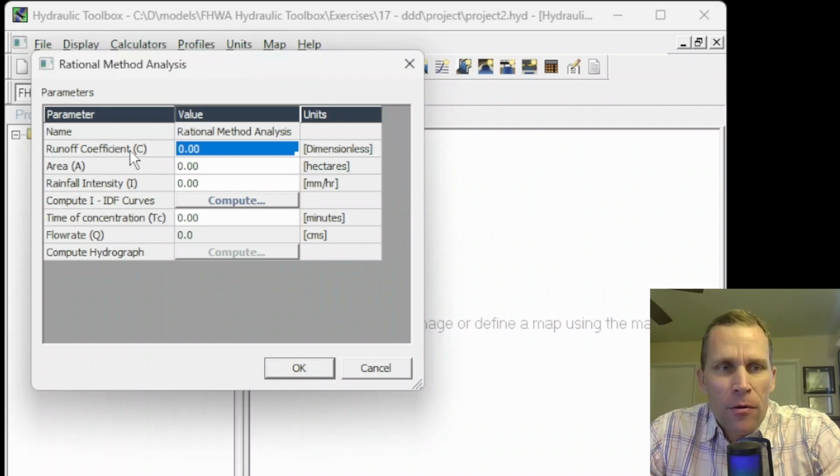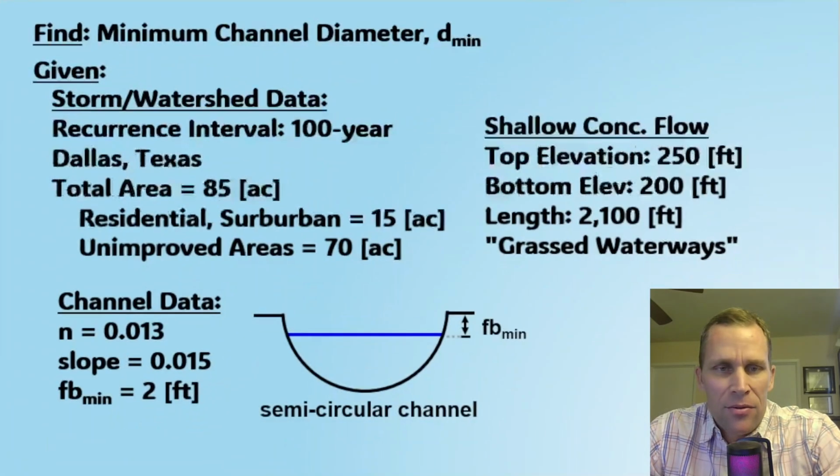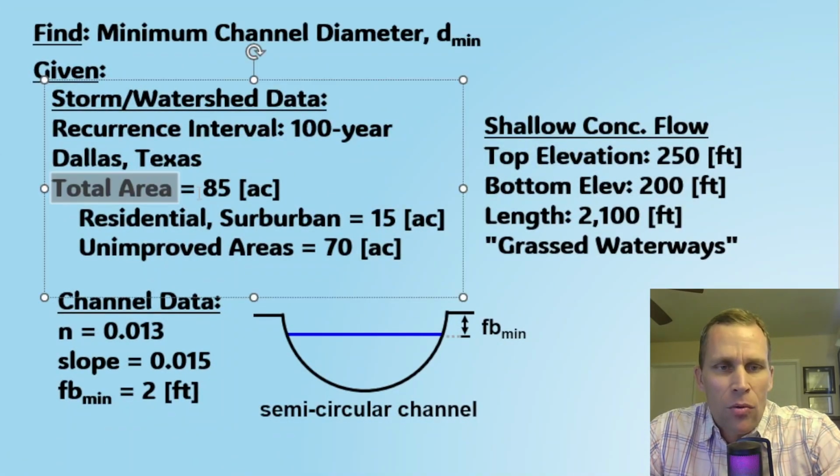We're asked for the runoff coefficient, the area, and the rainfall intensity. Ultimately, that will calculate our peak flow rate right here, which is what we'll use back in the channel calculator to ultimately determine that minimum allowable diameter. All right, so let's get started with these input data. We have the runoff coefficient C and the area. Back to our problem statement, we have a total area of 85 acres, and that's composed of 15 acres residential suburban and 70 acres unimproved area. So we know the total area is 85 acres. We'll add that to our calculator in just a moment.